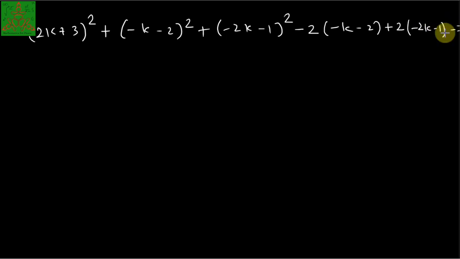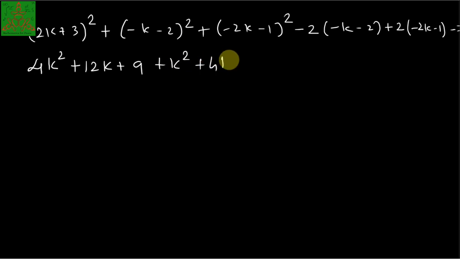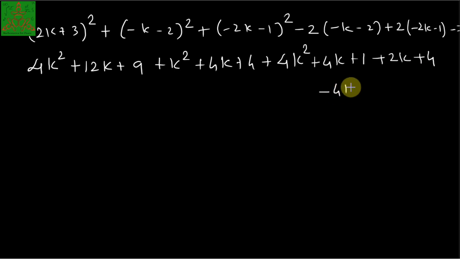If you simplify this, this will be 4k square plus 12k plus 9, plus k square plus 4k plus 4, plus 4k square plus 4k plus 1, plus 2k plus 4, minus 4k minus 2, minus 7 equal to 0.